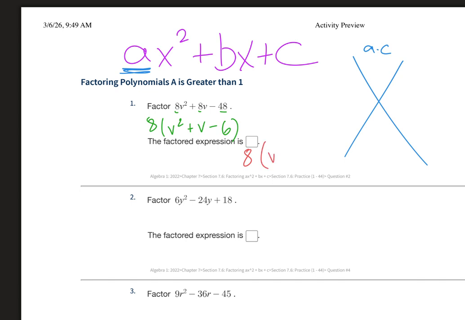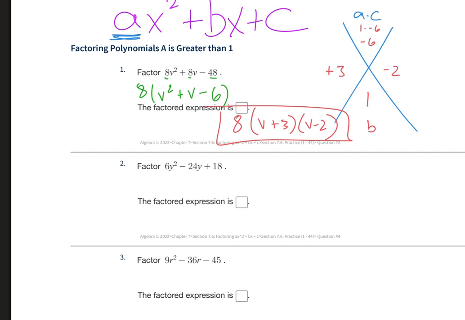Okay, so we can still do a times c. Now it's just 1 times negative 6. That's negative 6. And then our b term is down here. That's 1. So this is going to be positive 3, negative 2. So v plus 3, v minus 2. That's your final answer here.